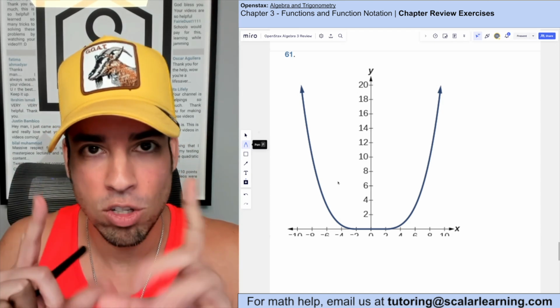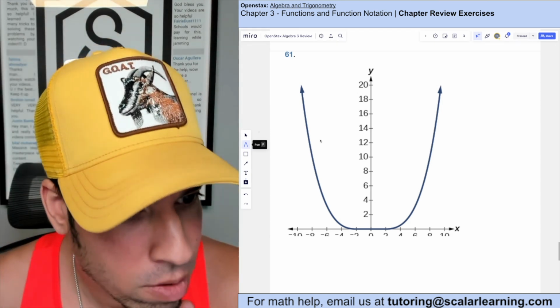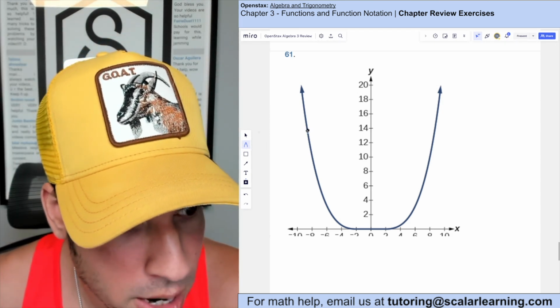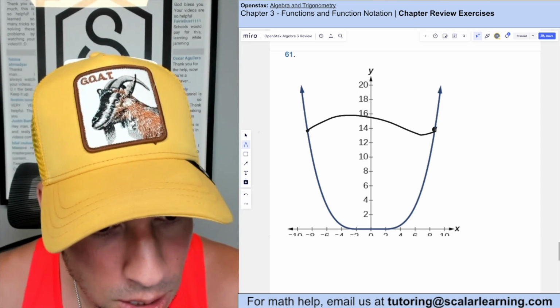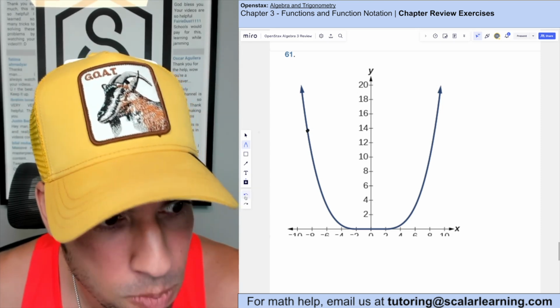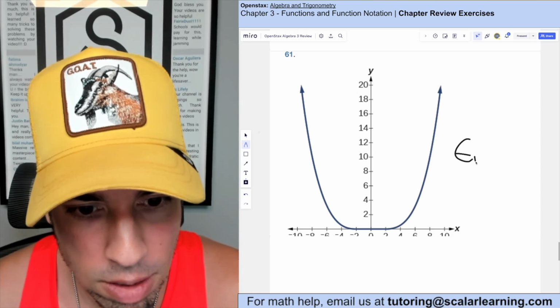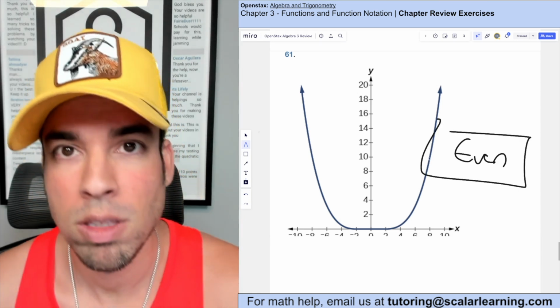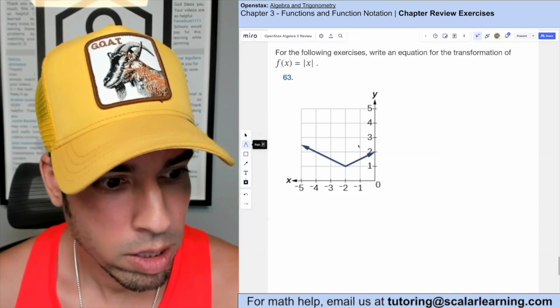We have this nice U where we can map every point to the left of the y-axis with a point on the right of the y-axis. So this, of course, is an even function. Boom, done.